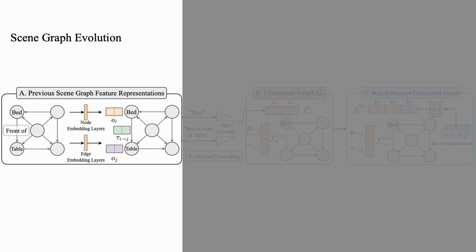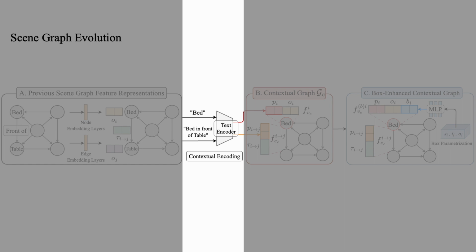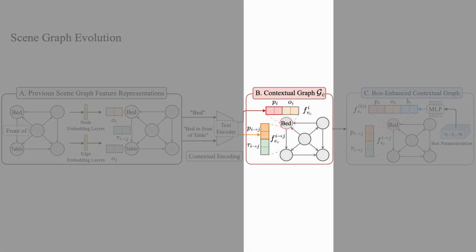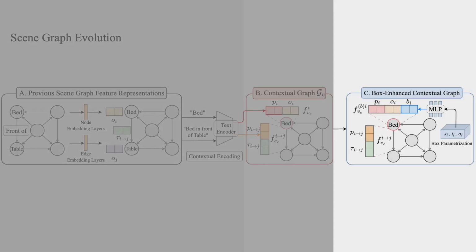In the previous methods, scene graph information is processed by node and edge embedding layers into class embeddings. We first upgrade the scene graph features to contextual features. First, we use CLIP text encoders to encode the prompt of each node and edge into textual embeddings and concatenate them with node and edge class embeddings respectively. We call the graph with concatenated features the contextual graph, which is the shared component of both the training phase and the inference phase. Next, for training, we additionally concatenate the ground truth bounding box parameters with the node features to form a box-enhanced contextual graph.